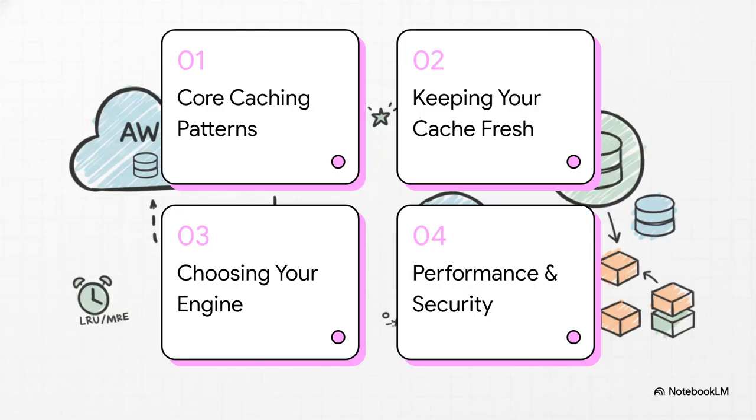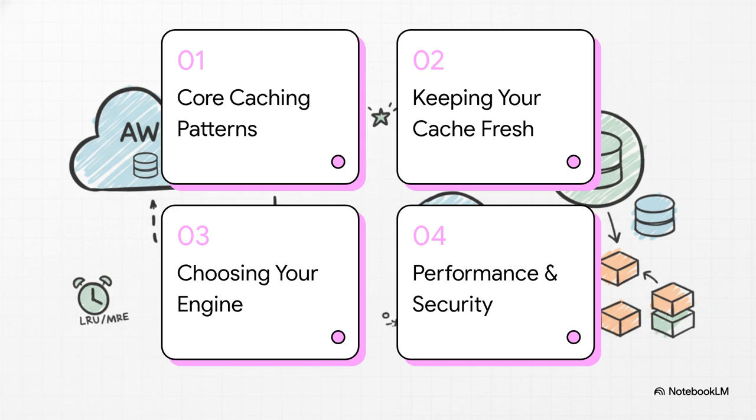So here's the game plan. We're going to start with the absolute core caching patterns you'll see on the exam. Then we'll get into how to keep your data from going stale using something called TTL. After that, we'll tackle the big one, Redis versus Memcached. And we'll wrap it all up with some pro-level tips on performance and security.